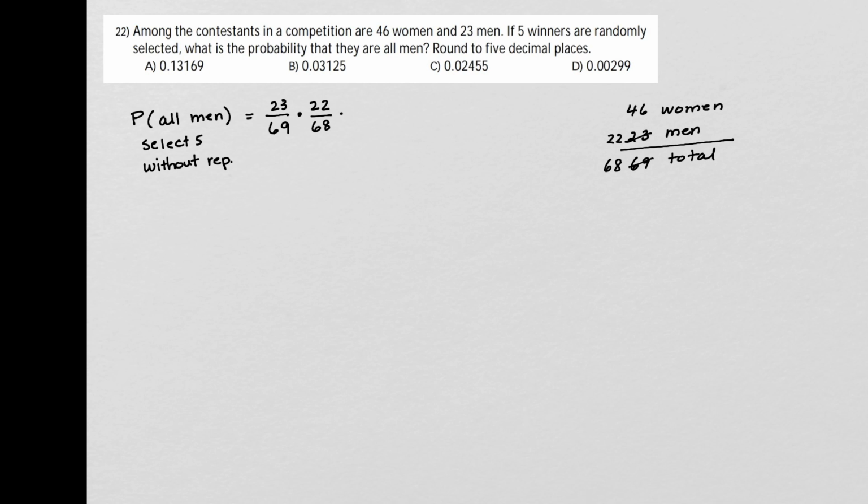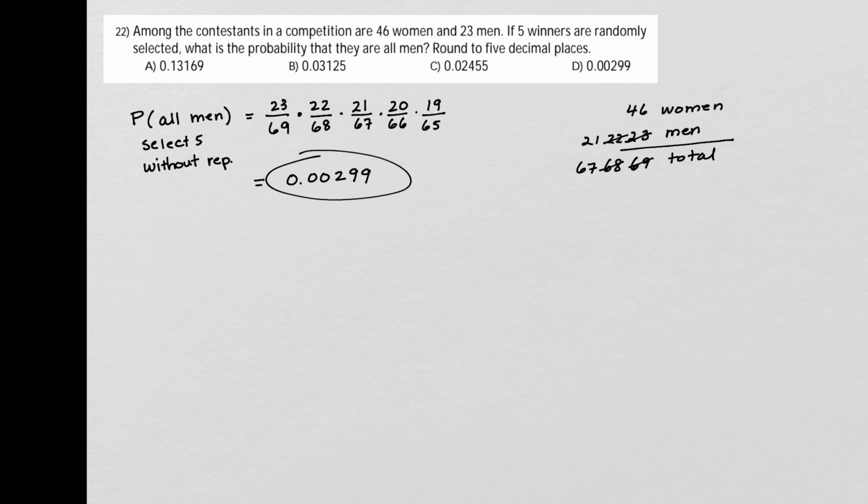And then I keep going, reducing the number of men by 1 each time, and that reduces the total number of people. And then I get 20 over 66 and 19 over 65. So when I put that into the calculator, I get 0.00299 as my final answer. So a small probability that they would all be men. That makes sense because there's twice as many women as men. So that's how you do that problem.